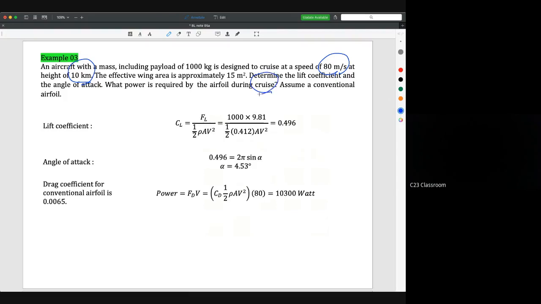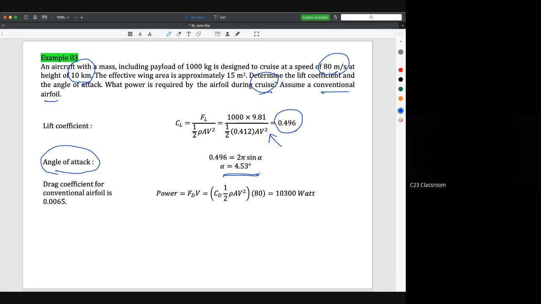The equation for the lift coefficient is CL equals FL over 1 over 2 rho A V squared. So we substitute everything in the equation and we get the coefficient of lift is 0.496. Because we use the conventional airfoil, we could assume CL is equal to 2 pi sine alpha as stated in the previous question. So we equate it with 0.496, and then we could get alpha. The angle of attack is around 4.53 degrees.